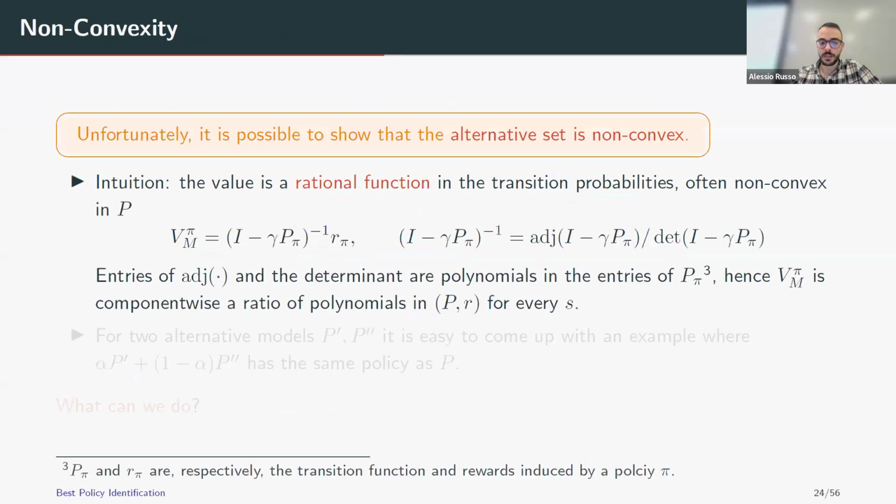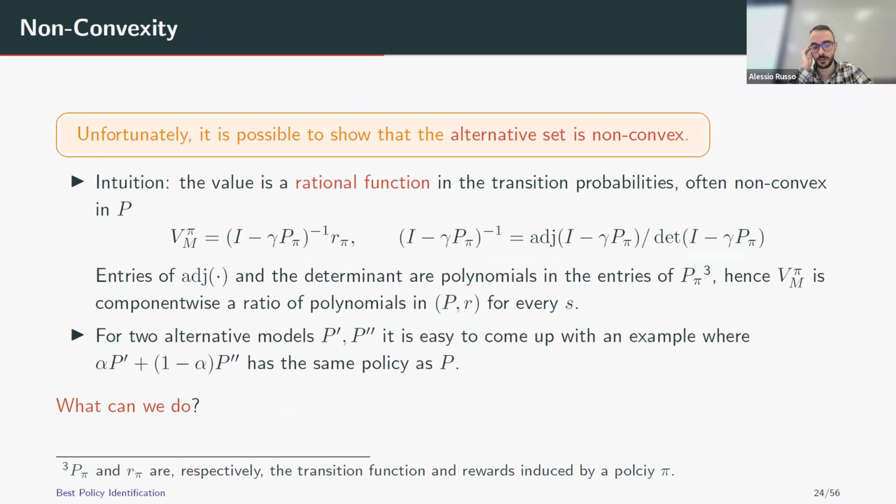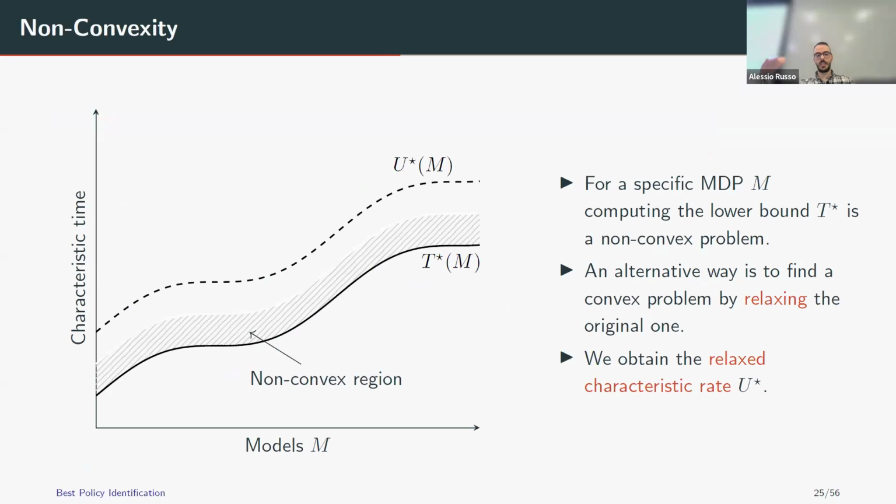The reason why it's non-convex is because the value function, you can see it as a ratio of polynomials. So the value in each state is the ratio of two polynomials in the transition functions. So we have a non-convexity because of the transitions. And so it's very easy to come up with two alternative models, P prime, P second, where those are alternative models, but the convex combination is not an alternative model anymore. So we lose convexity. So what we did was try to derive an upper bound of the lower bound that is convex in w. We call this the relaxed characteristic rate.